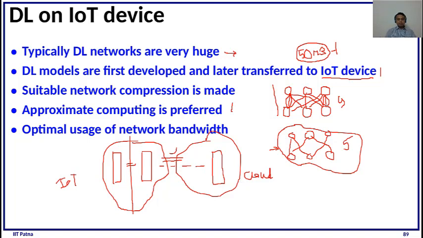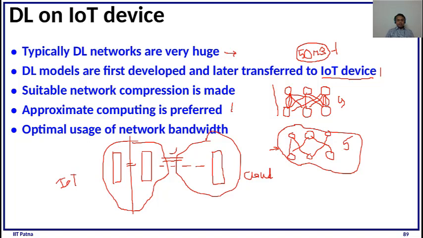So here comes the trade-off. If I break this model at this place, then I have to transmit a huge amount of data to the cloud. But if I break it here, I have to transfer probably a small amount of data to my cloud. But in that scenario, I should have a reasonably good amount of computation power. If I partition it here, then I need very minimal computation power. So we have to choose a point where we have the optimal usage of the bandwidth. These are the primary problems that we need to address when we are doing deep learning on IoT devices.